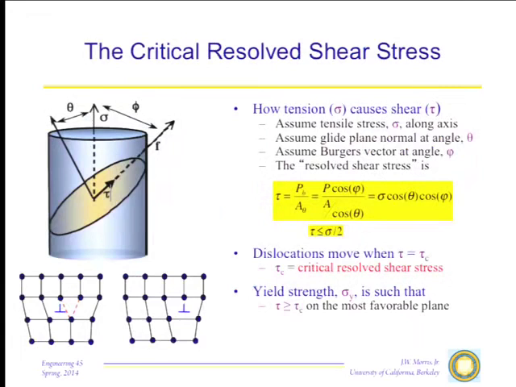Okay, how do we get a tensile bar to deform? Since the tensile test is kind of our basic test, we know that plastic deformation is driven by shear, not tension, and we have to have dislocations moving to get that plastic deformation. So how does that connection get made? It gets made in the following way.